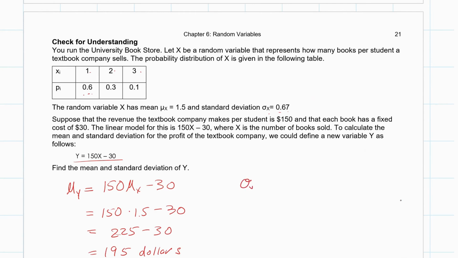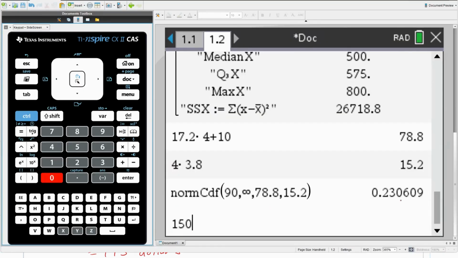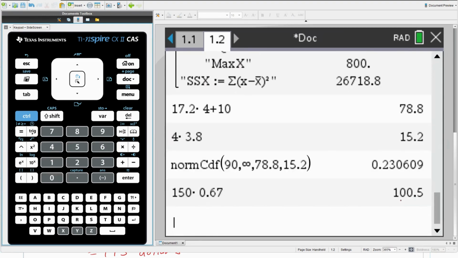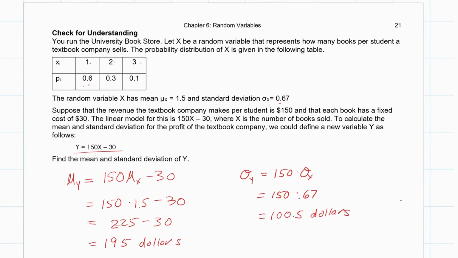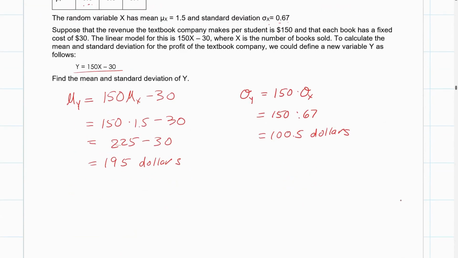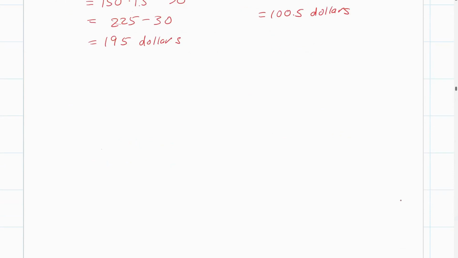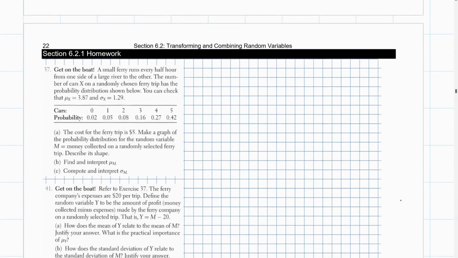What about standard deviation? Well, remember, only the multiplying part matters. So this would be 150 times 0.67, and that's 100.5, and that is also in dollars. So there's the standard deviation of how much money is being made by that university bookstore. And we scroll down. Oh, there's our homework. That means we must be done with this part of the lecture.